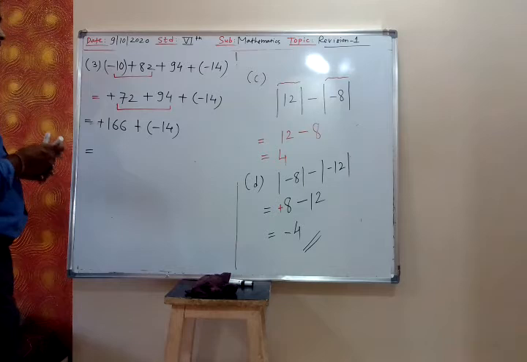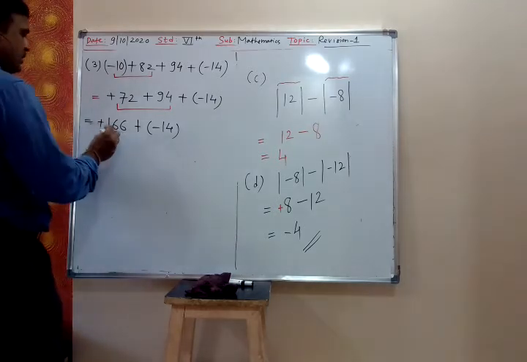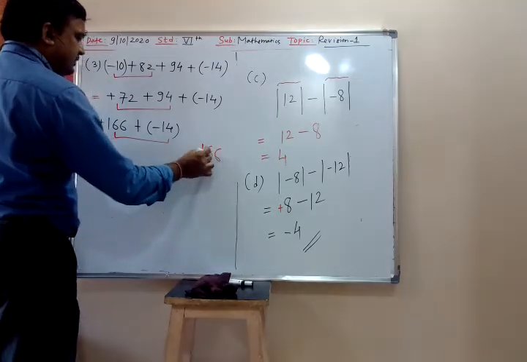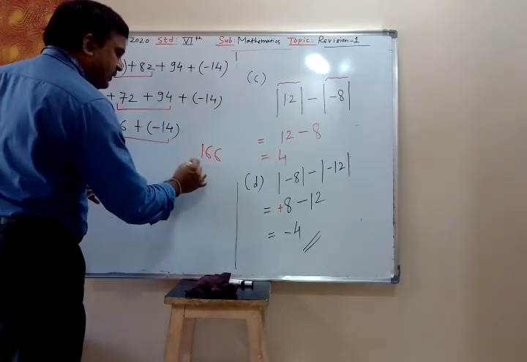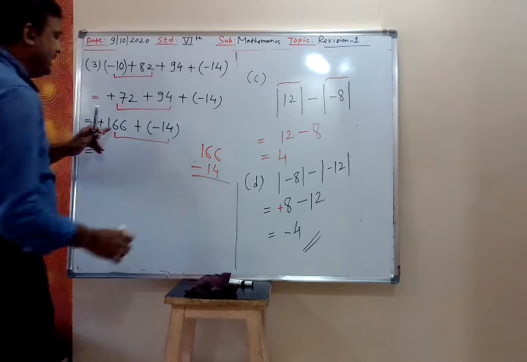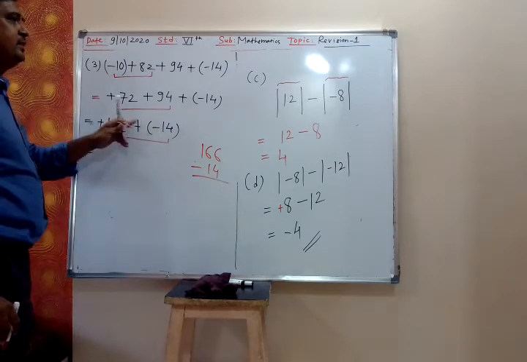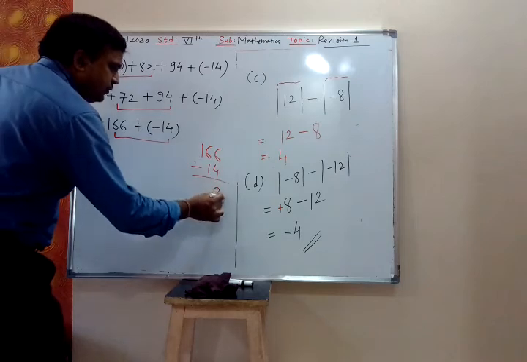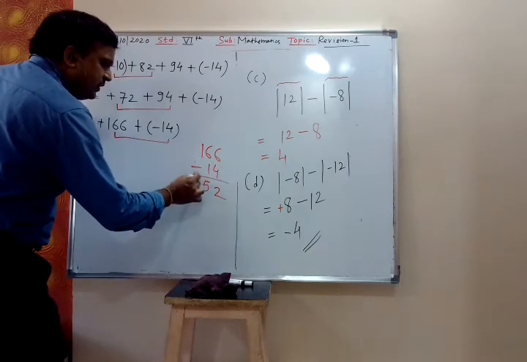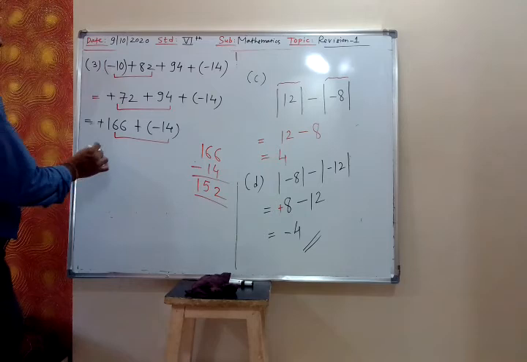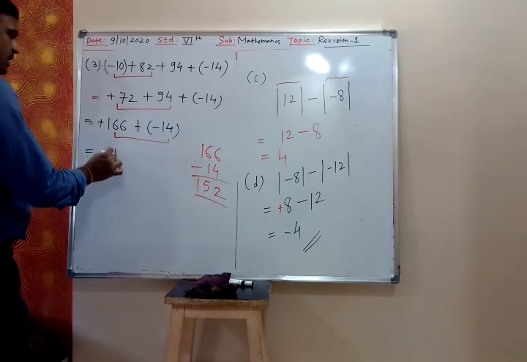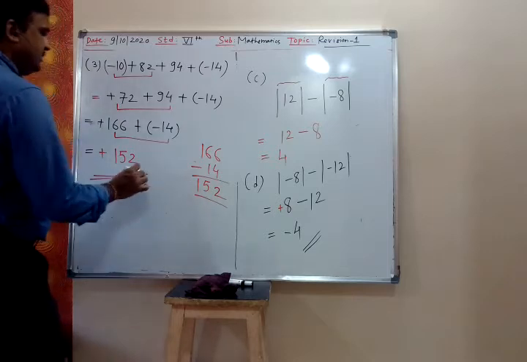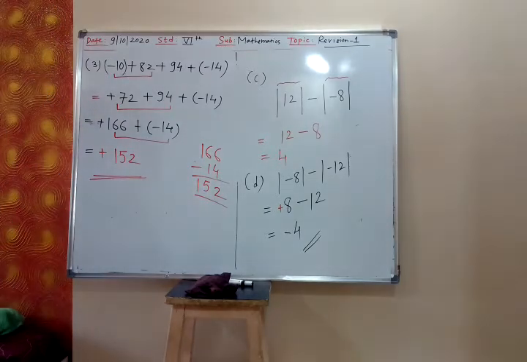Now again we simplify these two. What is the sign of 166? Plus. What is the sign of 14? Minus. So whenever they have opposite signs, plus and minus, we subtract the smaller number from the bigger number and take the sign of the bigger number. 166 minus 14 is 152. Plus 152 is the answer.